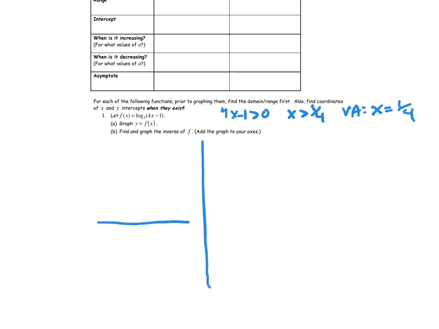And then find some nice points to plot, just to get the idea of things. First I have, maybe I'll do it in black, a vertical asymptote. If this is 1, let's do a vertical asymptote at a fourth. And my domain is going to be everything to the right of that. Let's see if we can find some nice points. By nice points, I mean x values I can plug in that are going to be powers of 3 so that I can evaluate the log nicely. I notice if I put in x as 1, I'm doing log base 3 of 3, which is 1. So that's a nice point to plot: 1, 1.